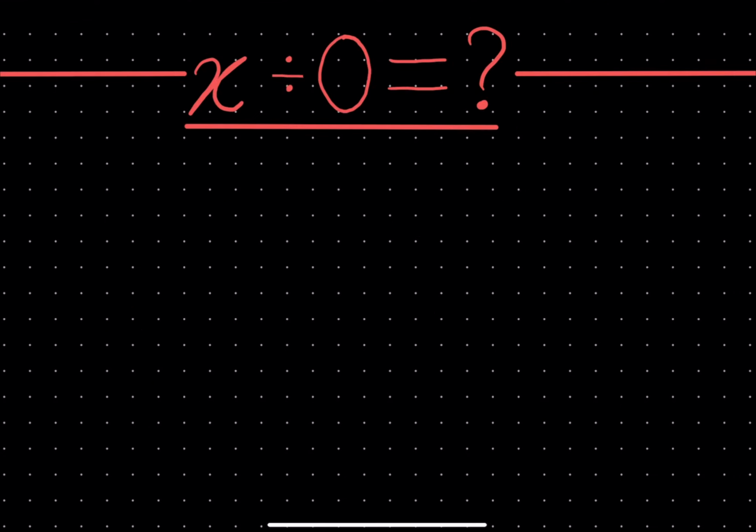Hi everyone. Today we're going to be talking about a topic that has been very widely discussed yet doesn't have a certain answer. This topic is x divided by 0, where x represents any integer. So over here, what is x divided by 0?